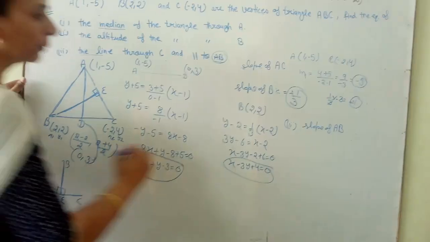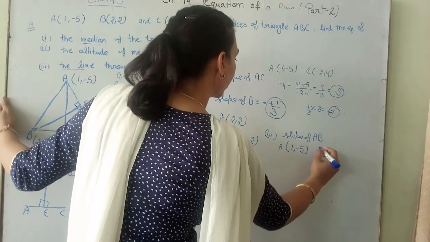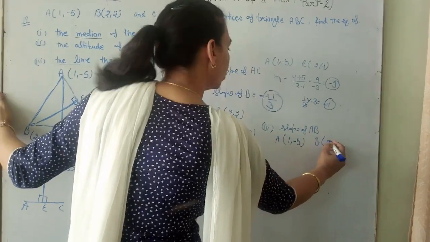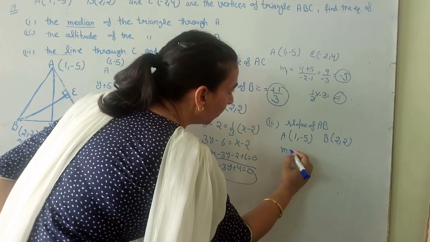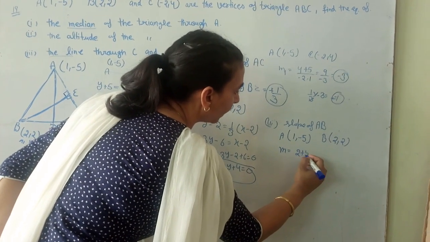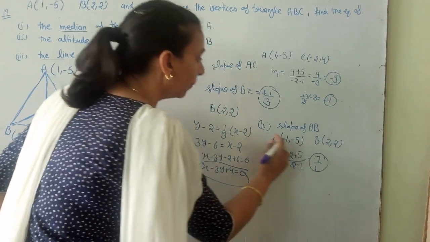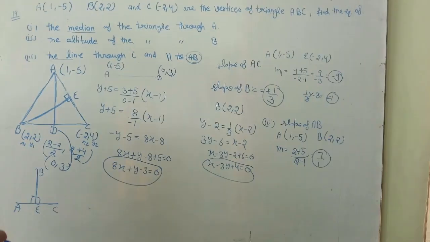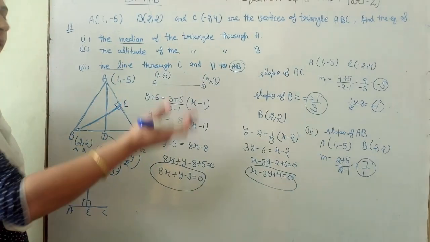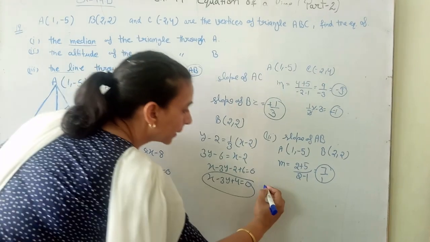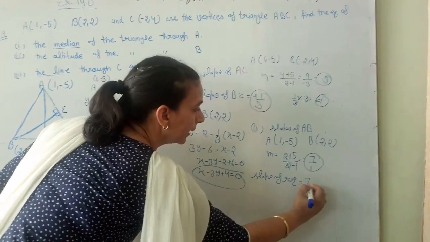Same, by the two-point formula. Coordinate of A (1, -5), coordinate of B (2, 2). Slope of AB is 2 plus 5 over 2 minus 1, then 7 by 1, so the slope of AB is 7. Again, for the equation of the line through C parallel to AB, the required line has the same slope. The slope of the required line is 7.